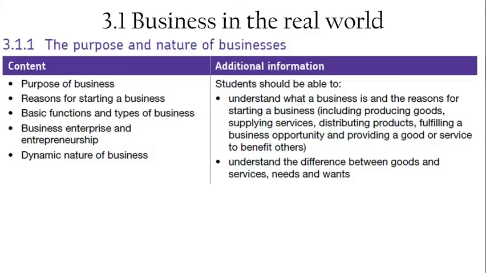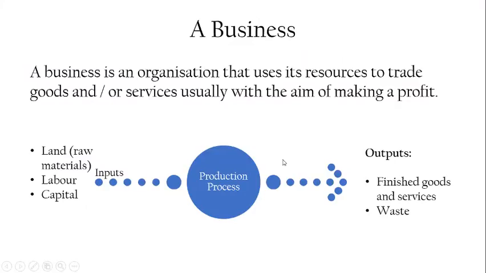In this video, I'm going to go over some of the introductory stuff, really, some of the basics. What is a business? And the difference between goods and services and needs and wants. So let's get right on. A business is an organisation that uses its resources to trade goods and or services, usually with the aim of making a profit. So you can distinguish a business from other organisations like charities, like schools, like hospitals.